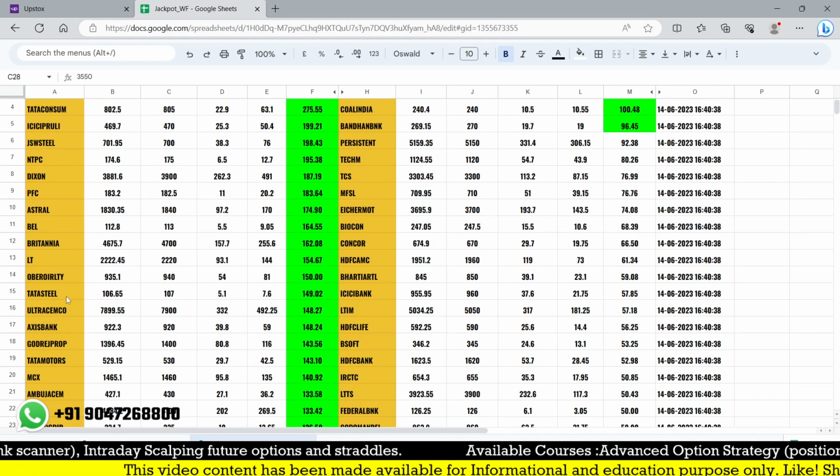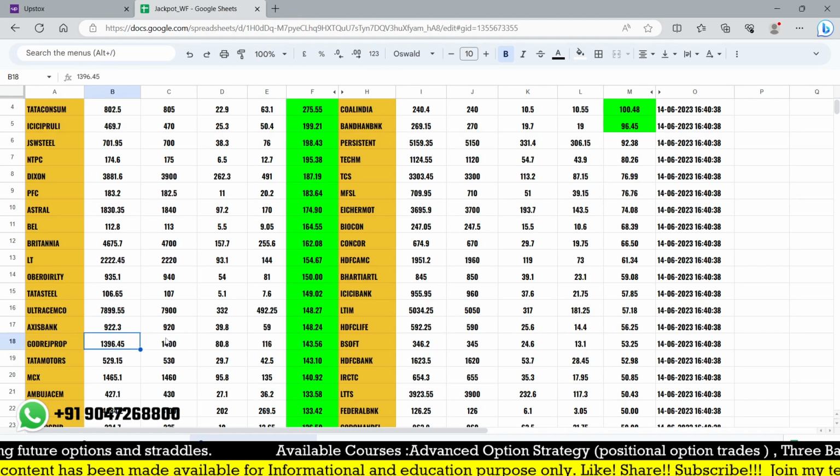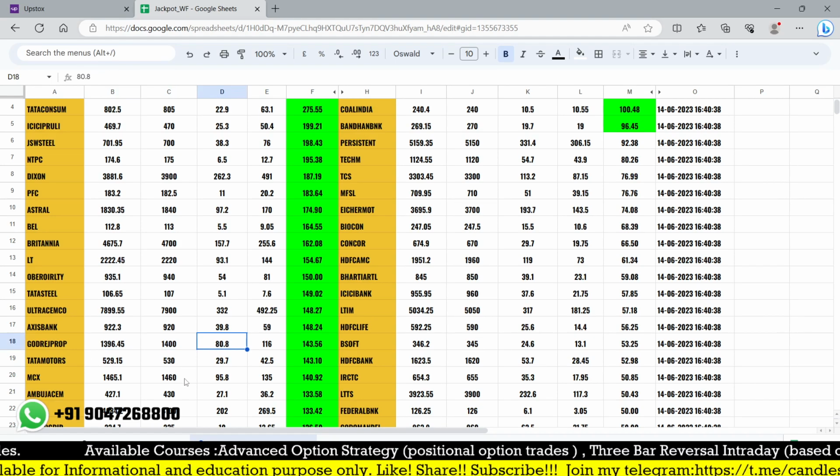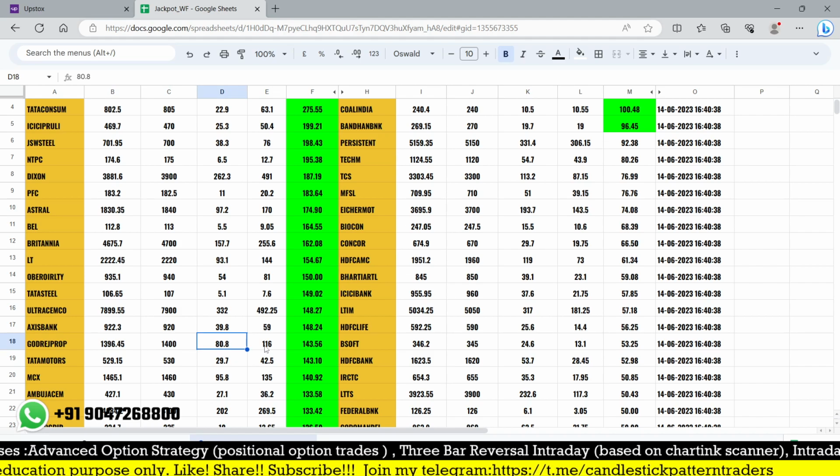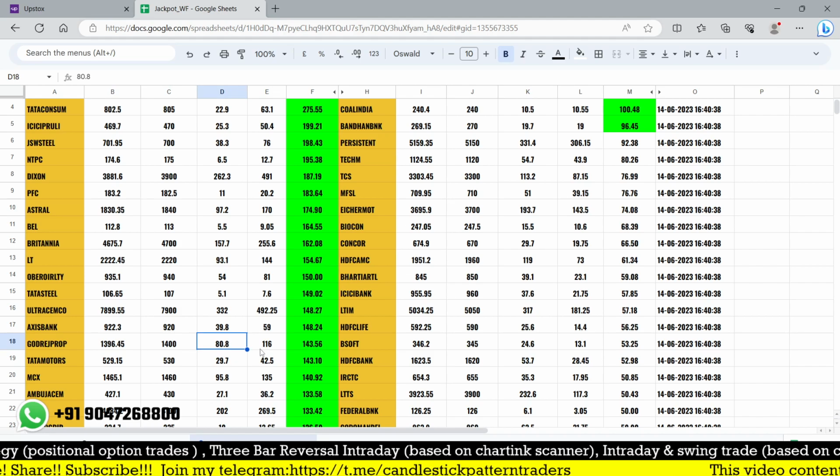And monthly positional is different and weekly positional is different. You can look at the strike price. 80 is our entry point. So today it's around closed by 116. So let me look at this.